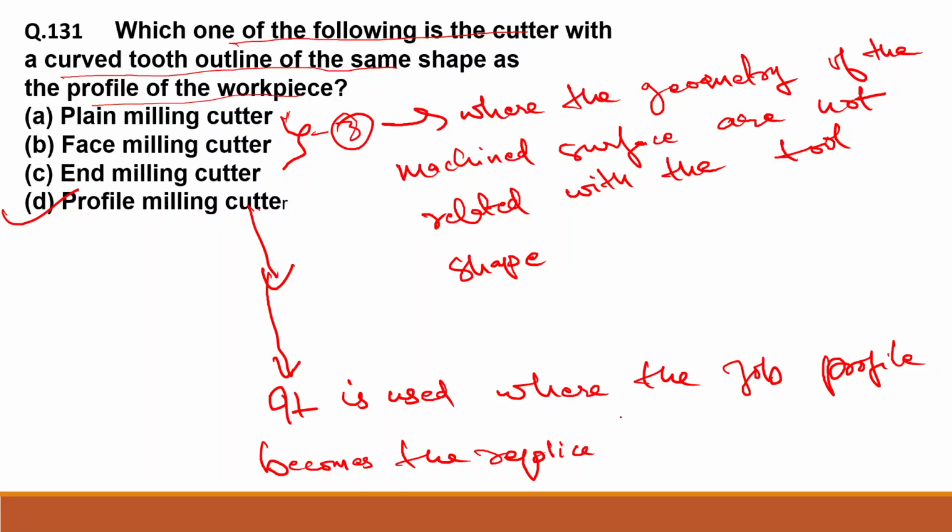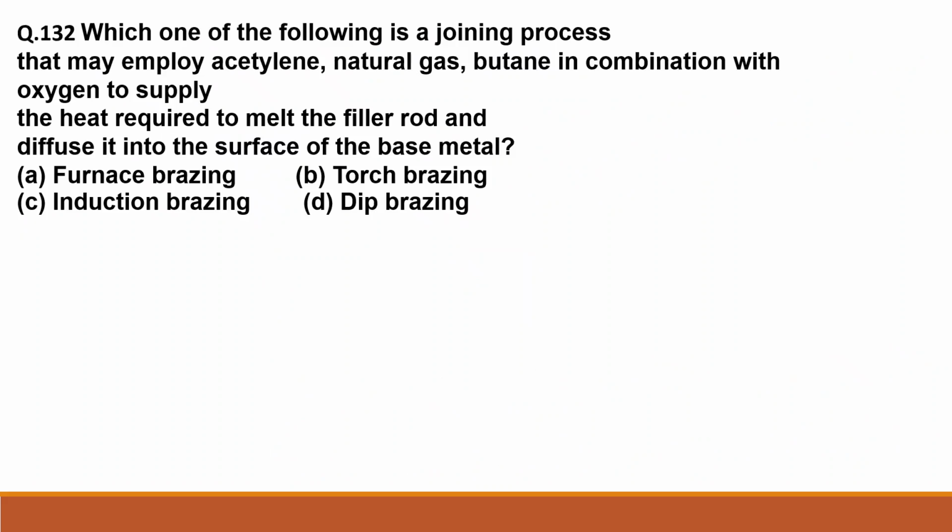Sorry guys for my mistake, a blunder mistake. Replica of the tool form, and option number D will be our right answer. I have written here what the profile milling cutter is. It is used where the job profile becomes the replica of the tool form. Moving to the next question.